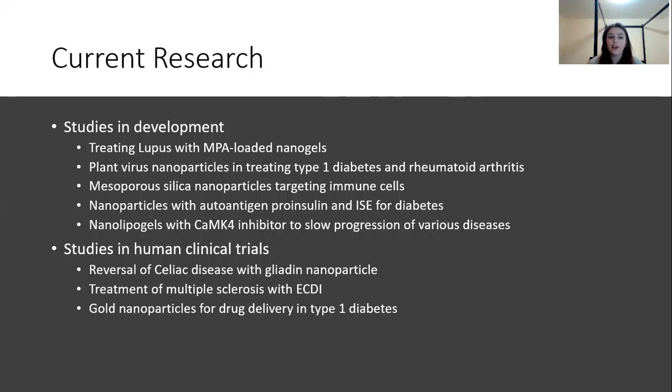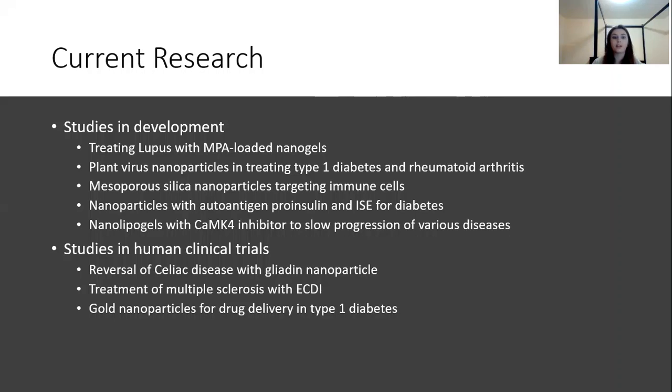And then plant virus nanoparticles in treating type 1 diabetes and RA. There has been some success in the development. They're using plant viruses because they are naturally occurring and self-assembling, so they show promise as a nanoparticle. And mesoporous silica nanoparticles targeting immune cells, which I'll go into more in the next slide.